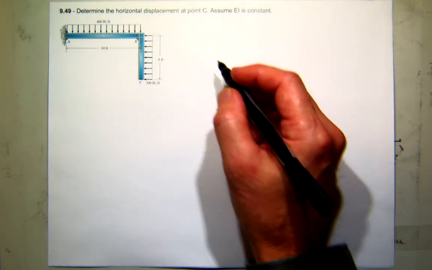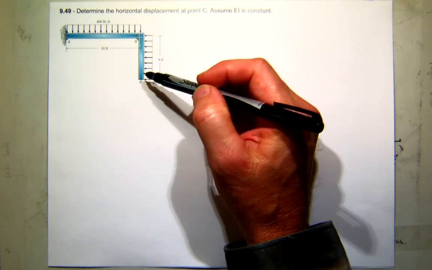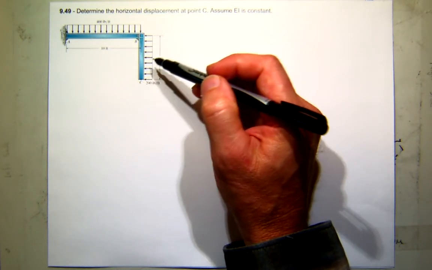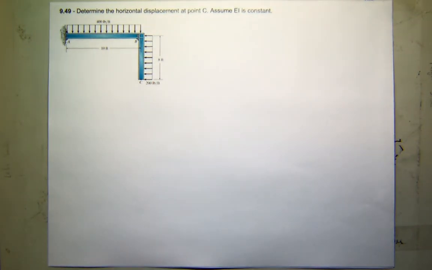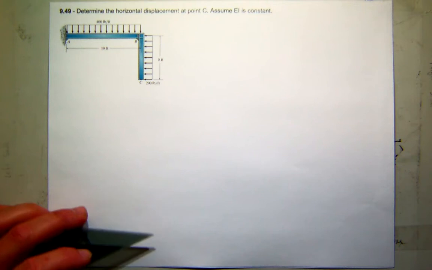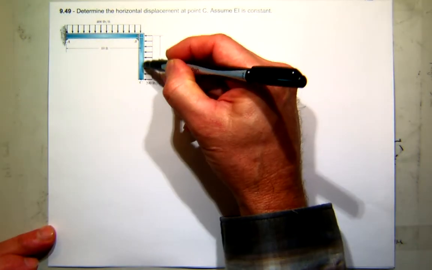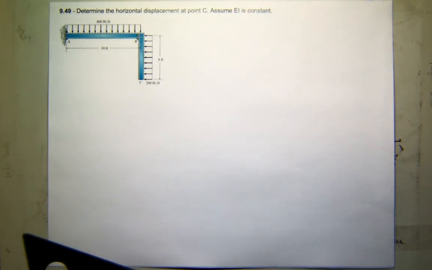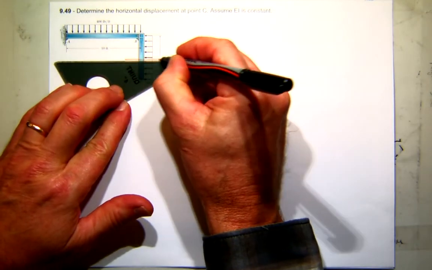virtual work. So what I want to do first is find moment expressions in these two segments as a function of the real loads. So let's do that first. I'm going to start with section CD because that's the easiest one to do. So imagine, if you will, that we cut the section somewhere like this.